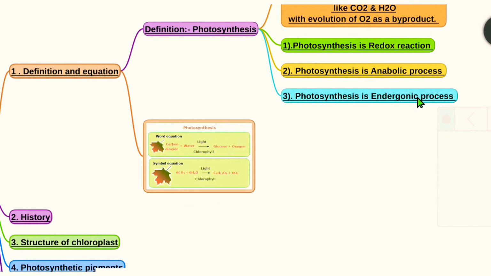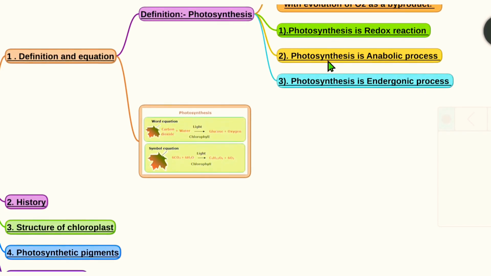And the third one is, photosynthesis is an endergonic process. It is a new one. An endergonic process requires absorption of energy, and the sunlight provides the necessary energy to plants for the production of sugars during photosynthesis. Hence photosynthesis is an endergonic process.